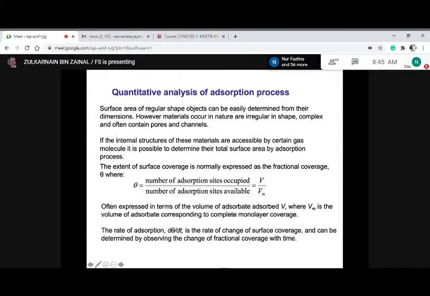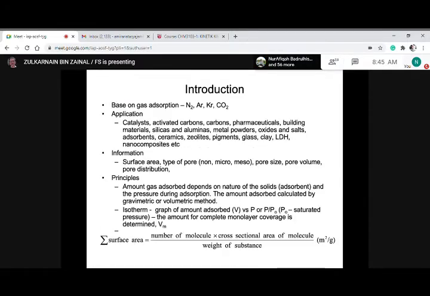Let me get my pen out. So there are so many other materials or adsorbents that you can use to get the surface area. For example, pharmaceutical products, carbons, silicas, metal powders, oxides, and so on. So the information that people are especially interested to know is the surface area, right?